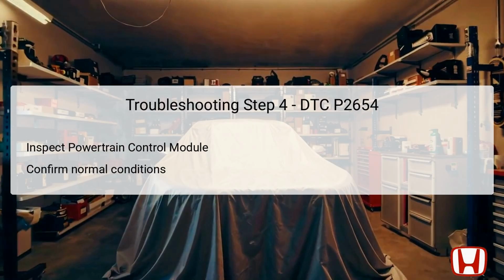The final troubleshooting step involves inspecting the powertrain control module PCM itself. If the previous inspection items return normal values, it's likely that the PCM has developed a fault. The PCM is a critical component that governs engine functions. Therefore, a discrepancy in its operation can lead to issues such as the one indicated by DTC P2654.